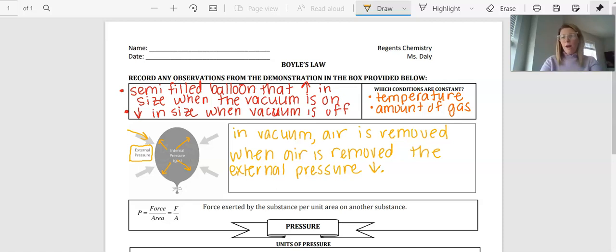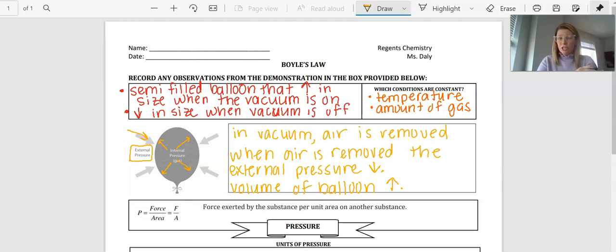And from there, what happens to the size of our balloon? We take the air pressure out, there's no longer that pressure pushing downward, and so the balloon expands, it gets bigger. So the volume of the balloon increases. And this is essentially Boyle's Law. Again, we'll come back to Boyle's Law in just a moment, but I do want to take a moment to talk with you about what pressure is.